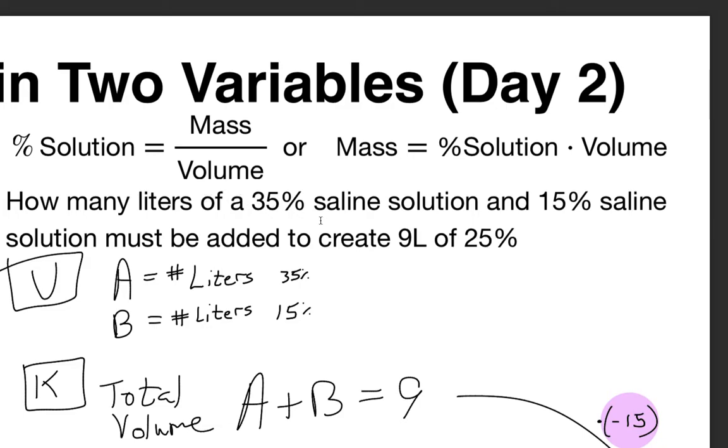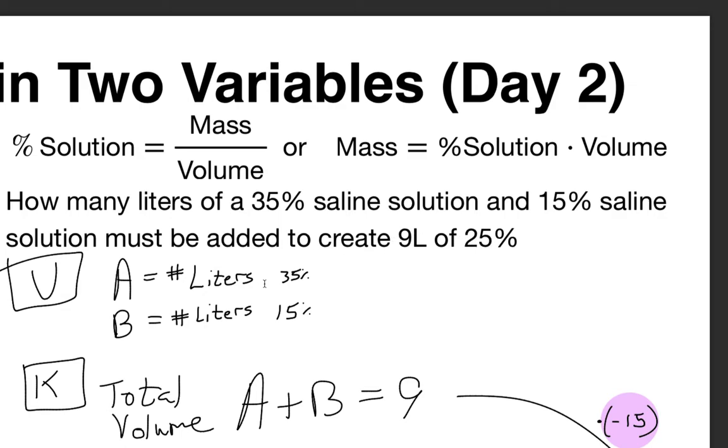If you remember from chemistry, this is given in terms of mass: percent solution is going to be mass of, say, salt, because saline means salt, over volume. Rearranging that a little bit, you get mass is equal to percent solution times volume. So a 35% saline solution will have, for every 100 liters of saline solution, 35 grams of salt. And then how many liters of 15% saline solution must be added to create 9 liters of 25% solution?